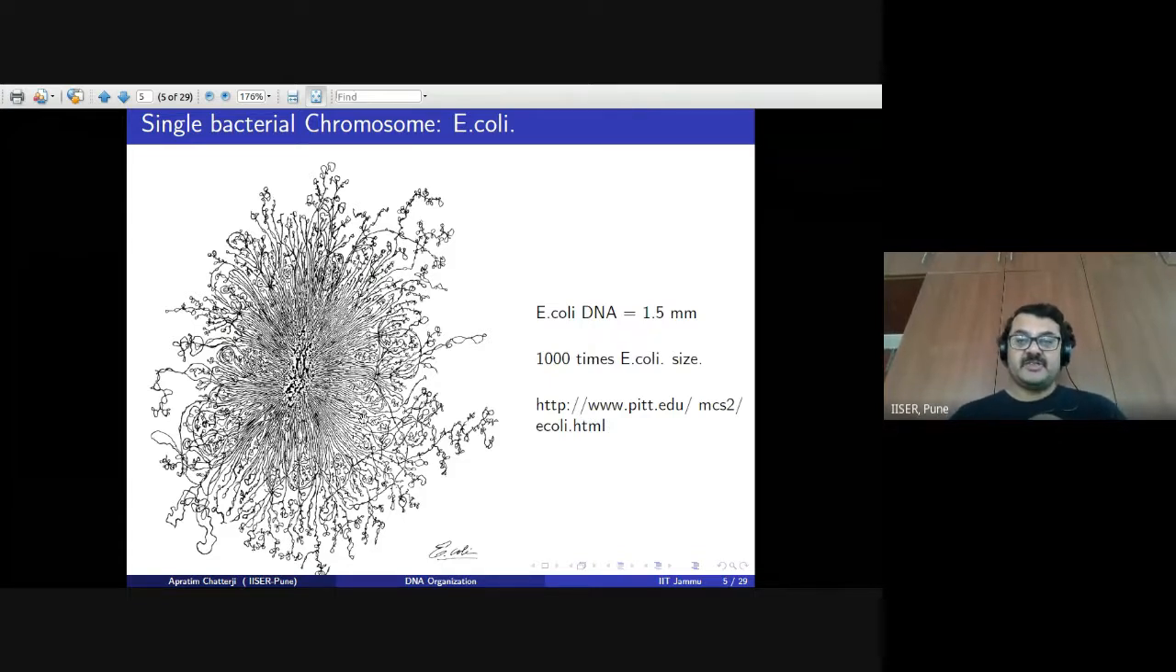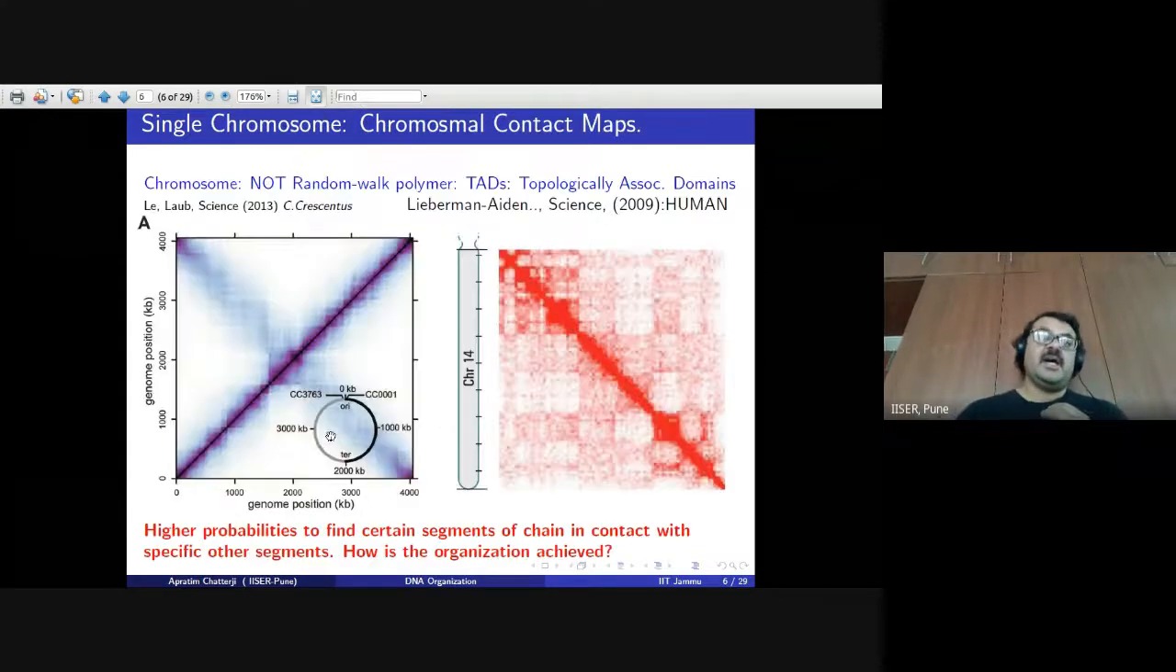And this picture has been taken from here. So the broad question is, what is the mechanism by which this DNA is packed inside the cell? By the way, bacteria do not have a nucleus, right? So it's all over inside the cell. The question is whether it is packed as a random polymer or not. And we already have experimental evidence that DNA is packed inside the cell not as a random polymer.